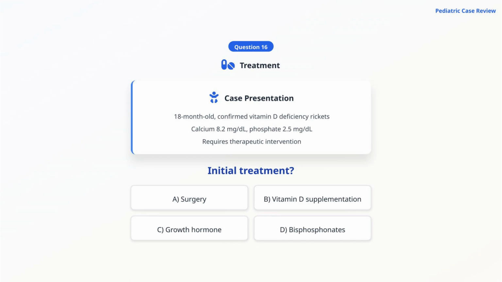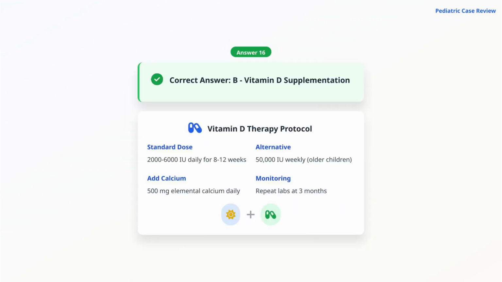Case 16. An 18-month-old child is diagnosed with vitamin D deficiency rickets. Serum calcium is 8.2 milligrams per deciliter and phosphate is 2.5 milligrams per deciliter. Question: what is the initial treatment? Option A, surgery. Option B, vitamin D supplementation. Option C, growth hormone. Option D, bisphosphonates. The correct answer is B, vitamin D supplementation.